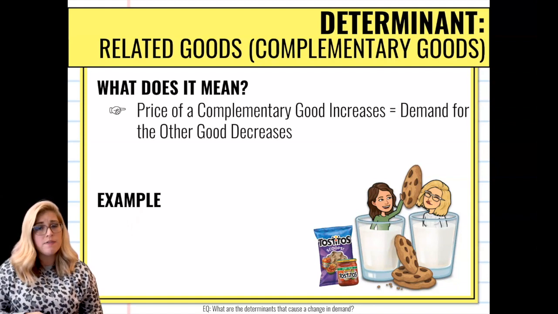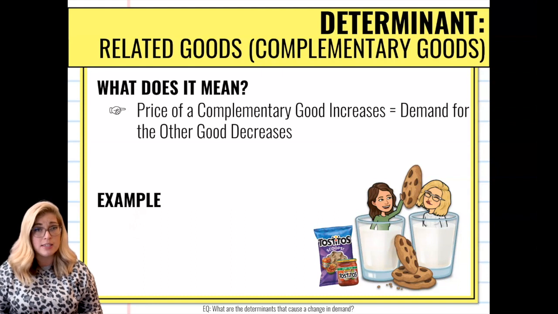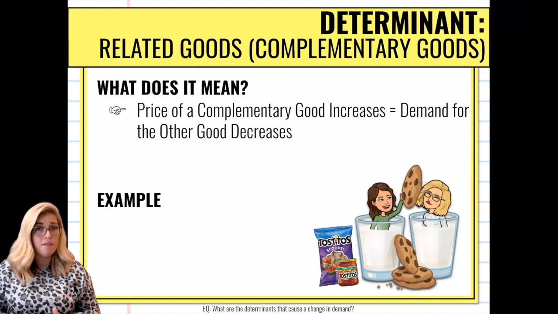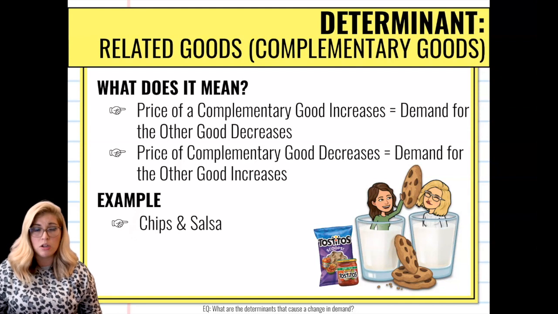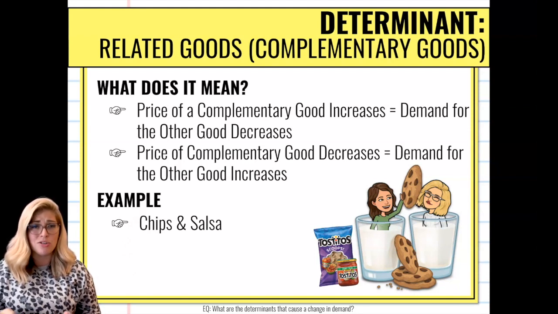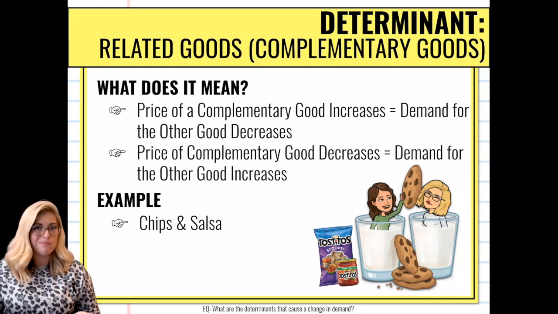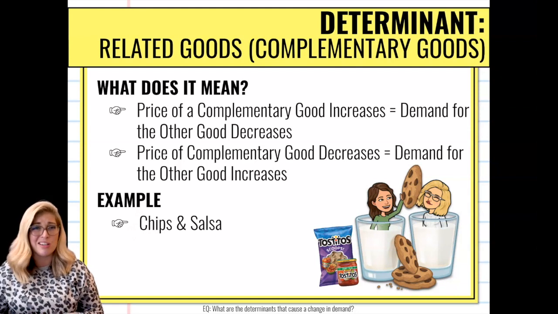So if the price of the complementary good increases, the demand for the other good is going to decrease. And again, vice versa, if the price of the complementary good decreases, then the demand for the other good increases. For example, if you want to buy chips and salsa, you'll normally see that they usually run on sale together. Because if you go into the store and you see that the salsa is super expensive, you think, I don't think I need chips this week, and I don't need the salsa either.